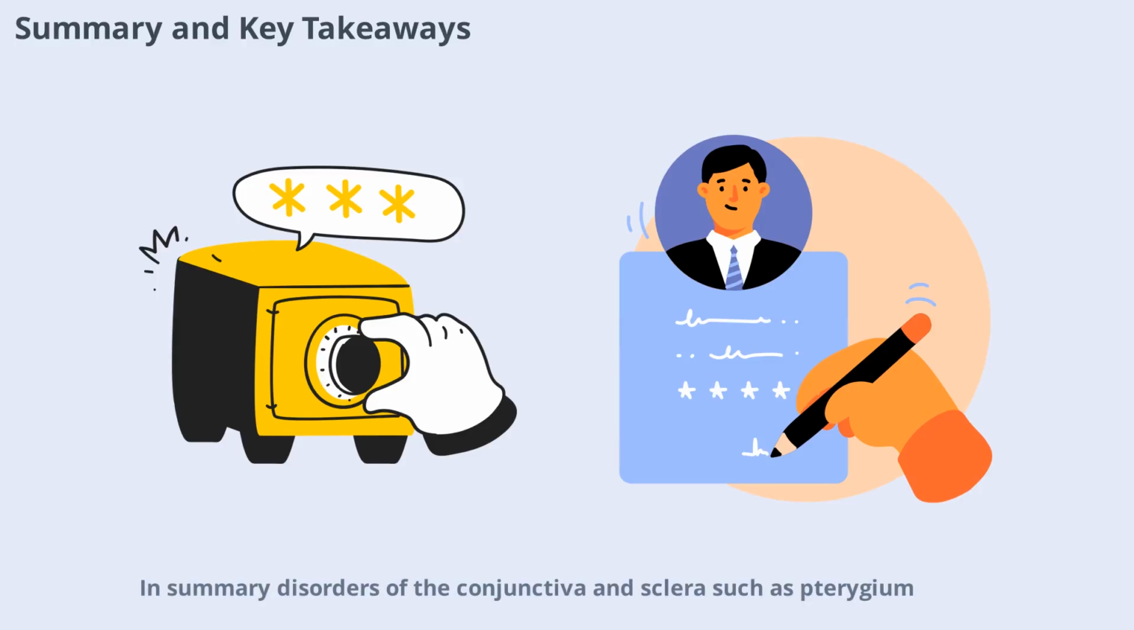In summary, disorders of the conjunctiva and sclera, such as pterygium, subconjunctival hemorrhage, phlyctenular conjunctivitis, xerosis, episcleritis, scleritis, and staphyloma, can significantly impact eye health. Early recognition, accurate diagnosis, and appropriate management are essential for preventing complications and preserving vision. Maintaining good general health, nutrition, and eye hygiene are important preventive measures.